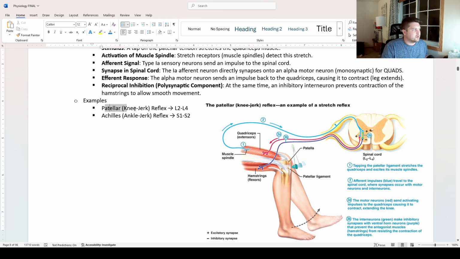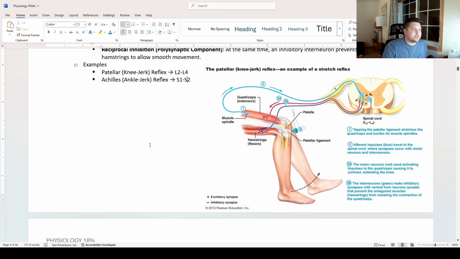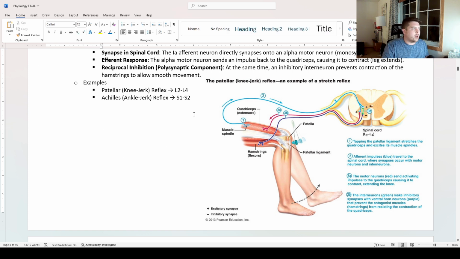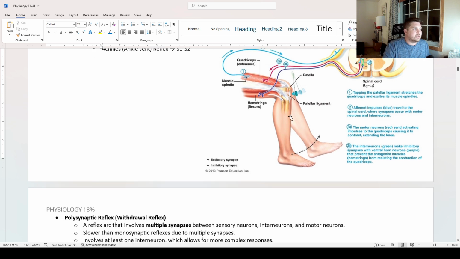Most common examples are the patellar reflex, testing our L2 to L4 nerve roots, and also the Achilles or the ankle jerk reflex, testing our S1, S2 nerve roots. So we've seen this one a lot, but definitely a lot more going on there than what initially meets the eye.